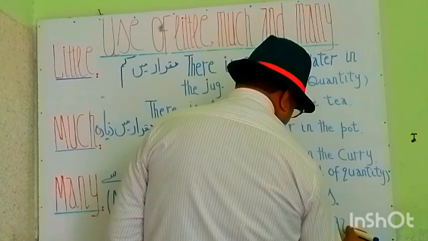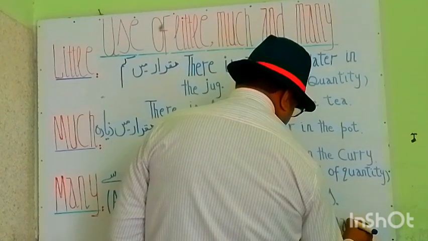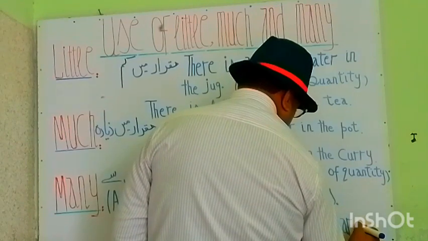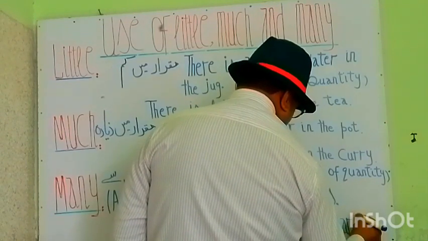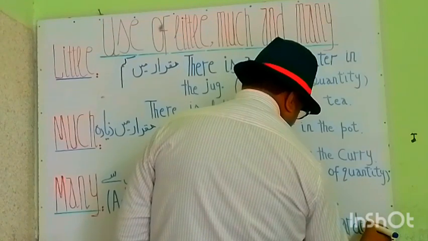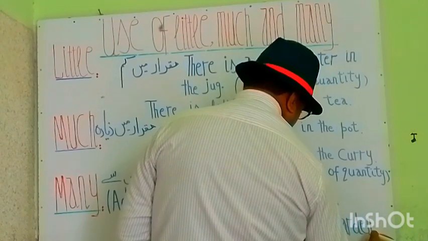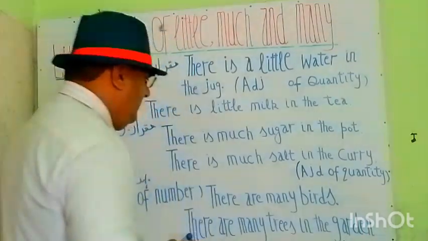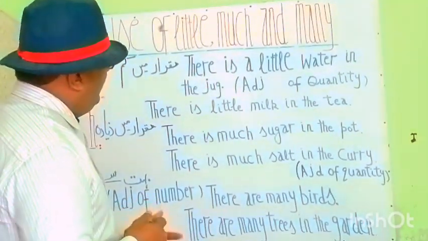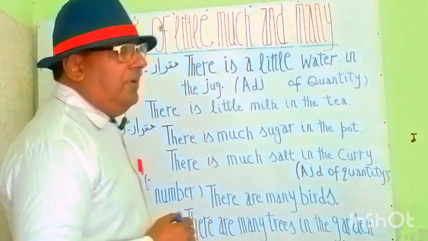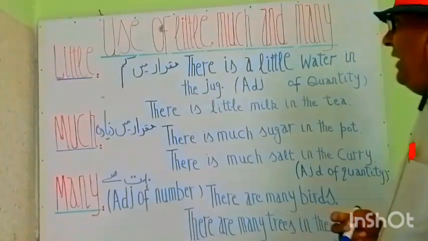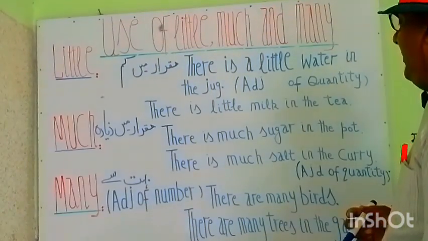There are many trees in the garden, बाग में बहुत सारे दरख्त हैं। G-A-R-D-E-N, garden की स्पेलिंग है। There are many trees in the garden, बाग में बहुत सारे दरख्त हैं। Okay, my students, today we have discussed the use of adjectives in speaking.